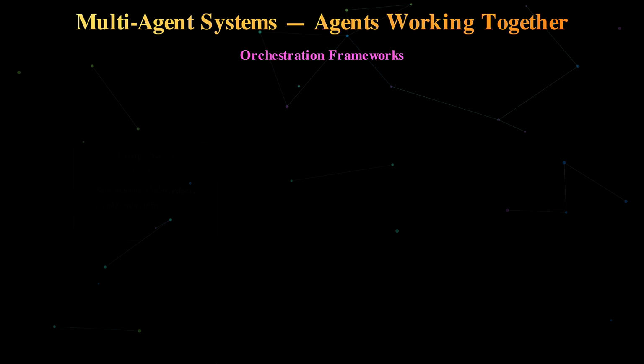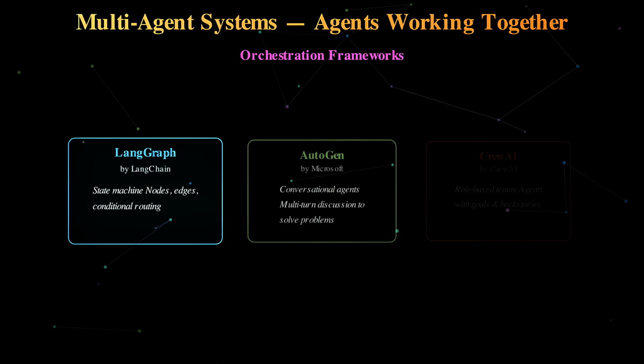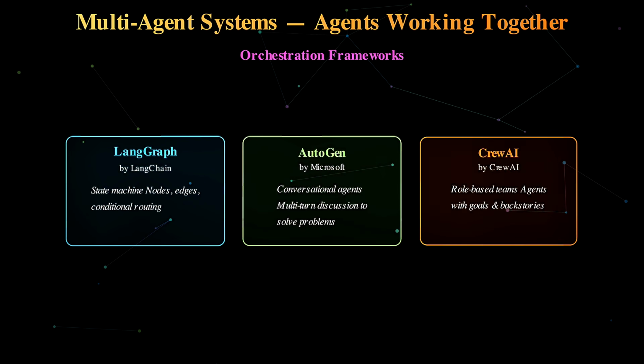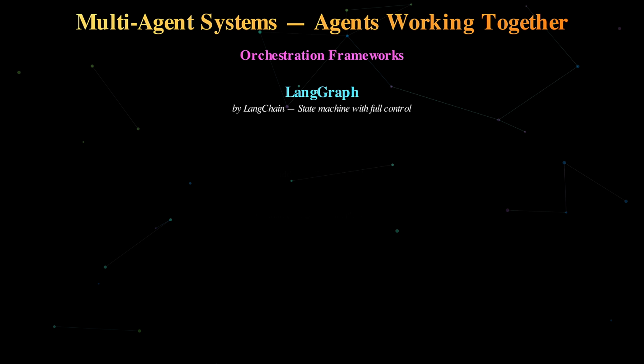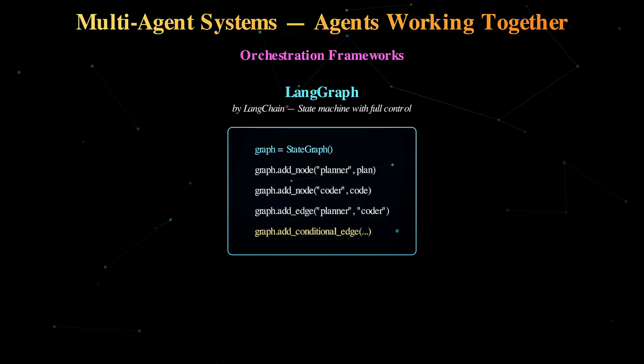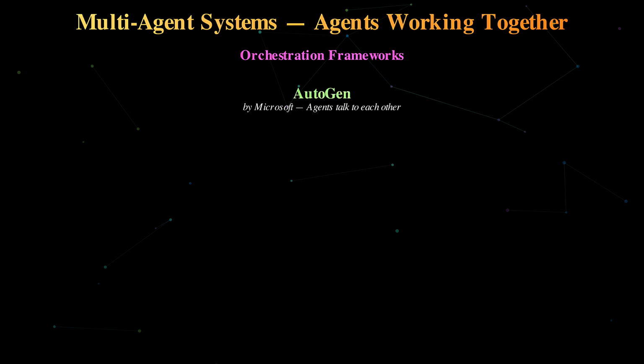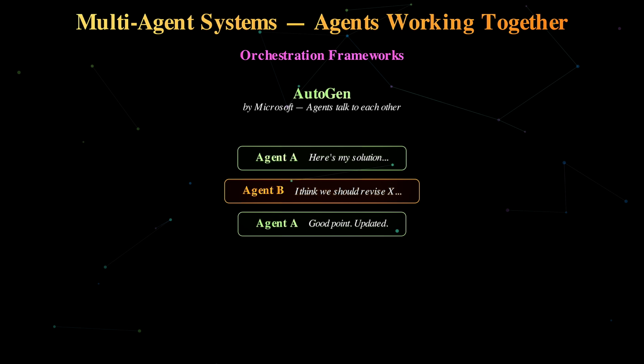Frameworks like LangGraph, AutoGen, and CrewAI have emerged to handle orchestration, each taking a different approach. LangGraph, from LangChain, models the workflow as a state machine. You define nodes, edges, and conditional routing in code with full control over the flow. AutoGen, from Microsoft, focuses on conversational agents that talk to each other. You define agents and let them have a multi-turn discussion to solve problems.